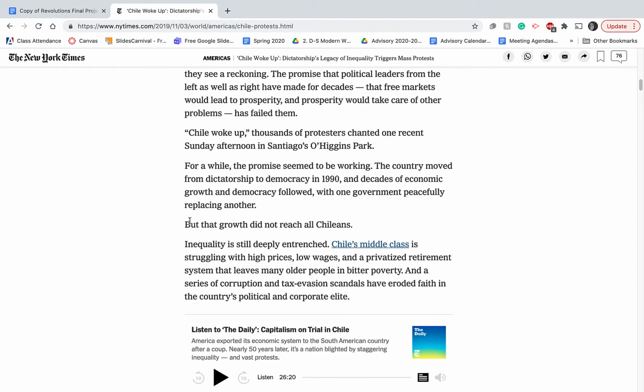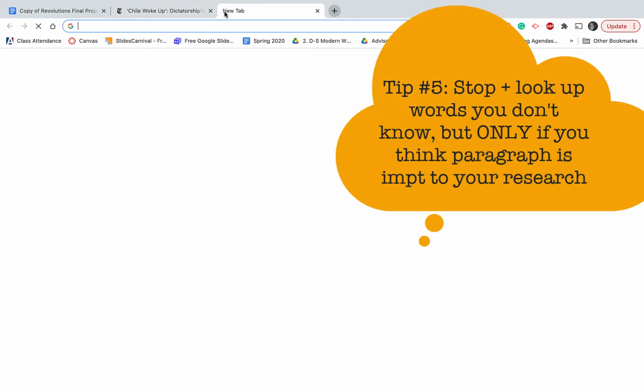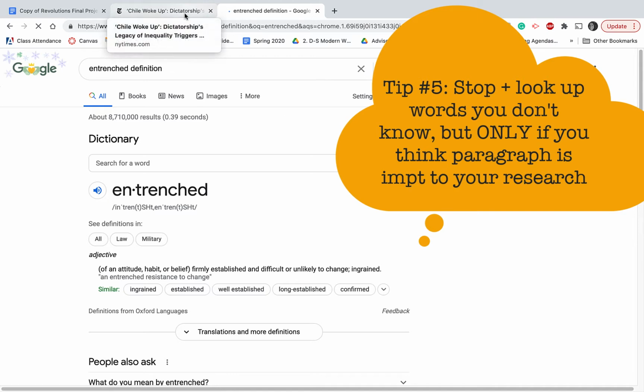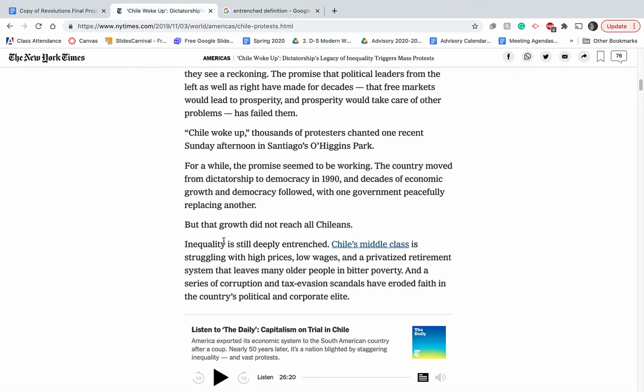Oh, wait. But the growth did not reach all Chileans. Inequality is still deeply entrenched. And I'm like, I don't know what entrenched is. So I'm just going to do a quick Google search. Entrenched definition. Okay, firmly established. So let me go back. Okay, so inequality is pretty established in Chile. The middle class is struggling with higher prices, low wages, privatized retirement, bitter poverty, corruption, tax evasion. Okay, I think that this is going to be an important source.